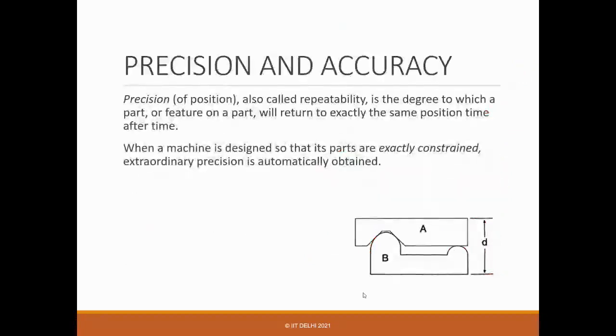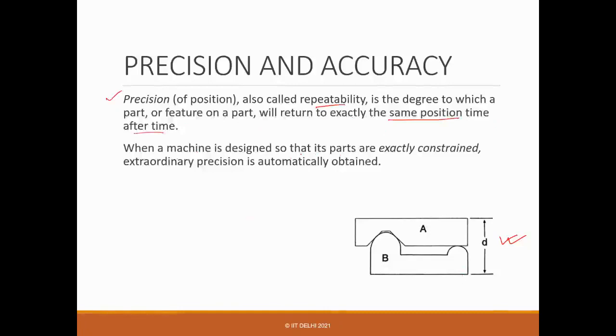So moving ahead, I think quickly you finish few slides and then we can start. So it's just about the application part. So suppose if you have these two parts A and B, and suppose you want to have this distance between this top and bottom surface a particular value. So what is it saying? Precision of position, also called repeatability, is the degree to which a part or feature on a part will return to exactly the same position time after time. So every time you do, you get the same value. That's the repeatability, and that's the precision.